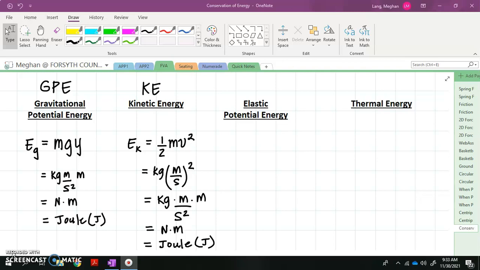But I know it was something about scrunching it or stretching it and giving ourselves the potential to move, which is what we said potential energy is. That's the definition of potential energy.